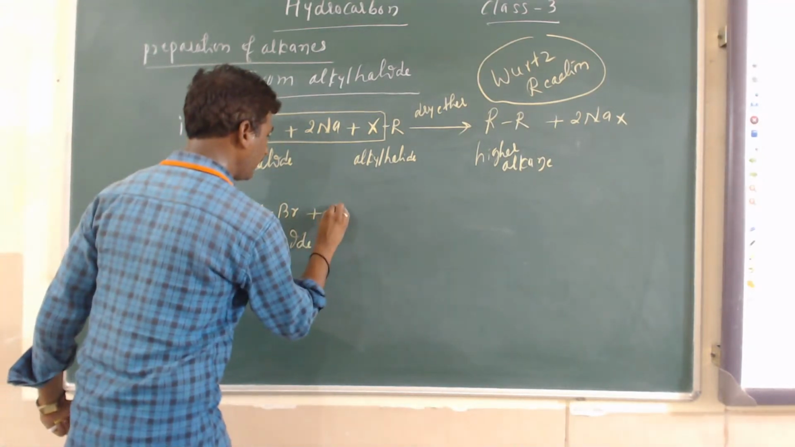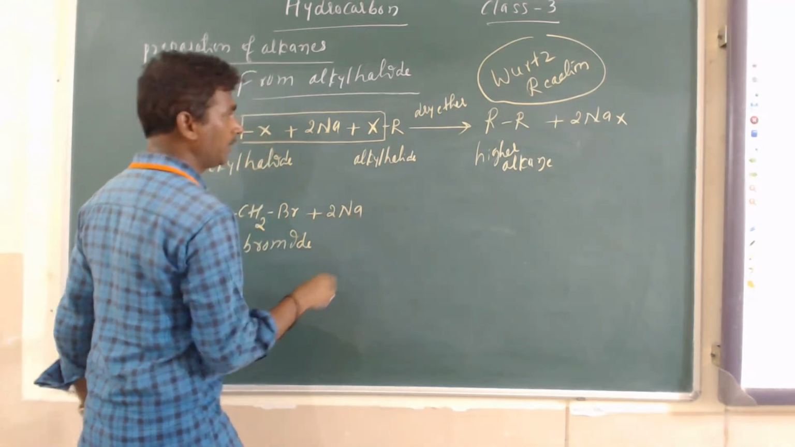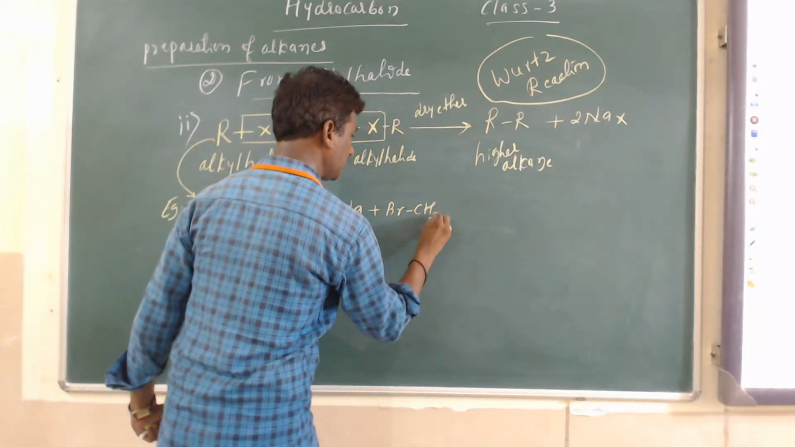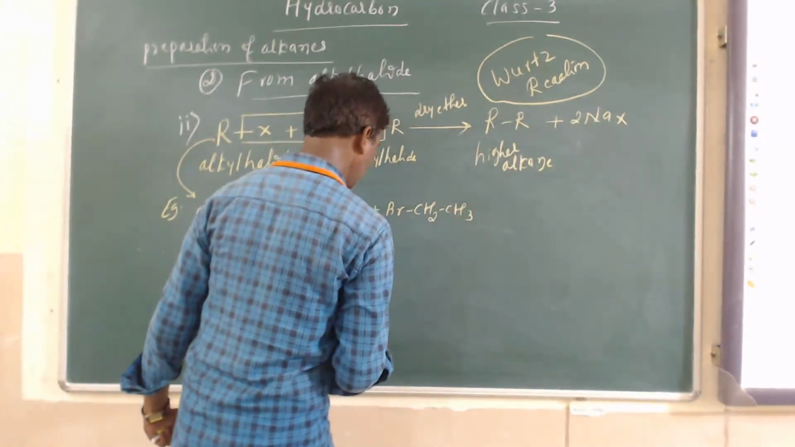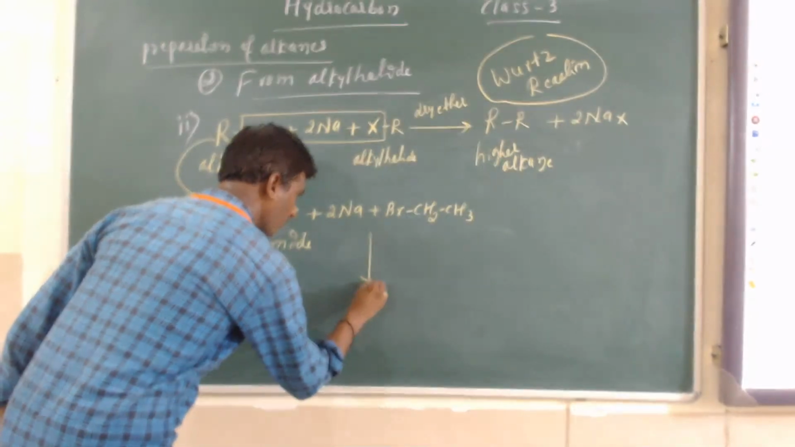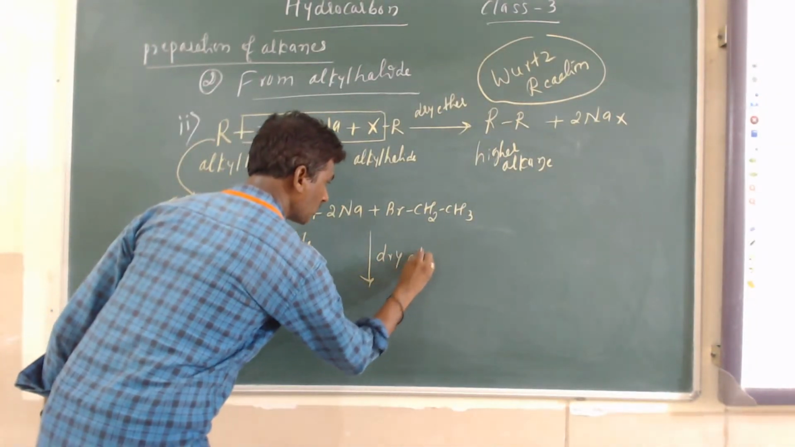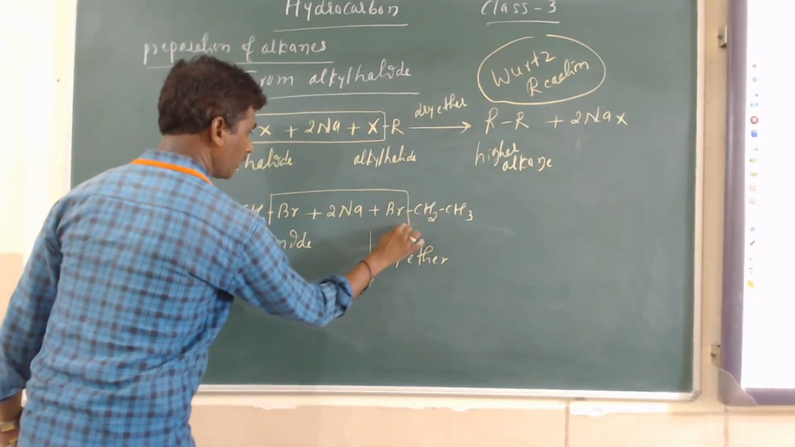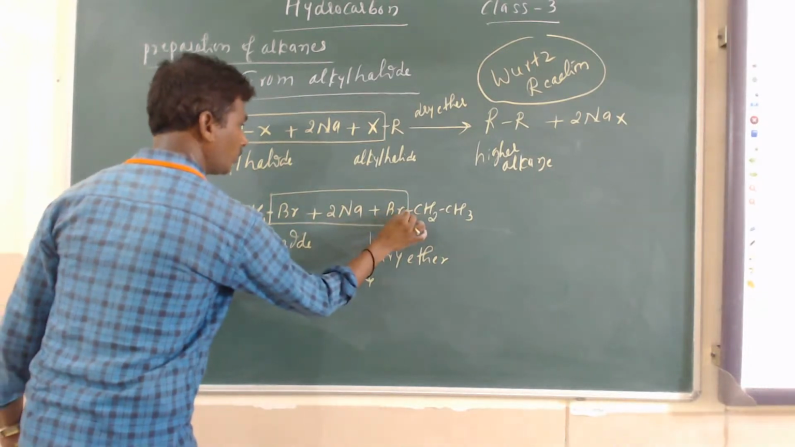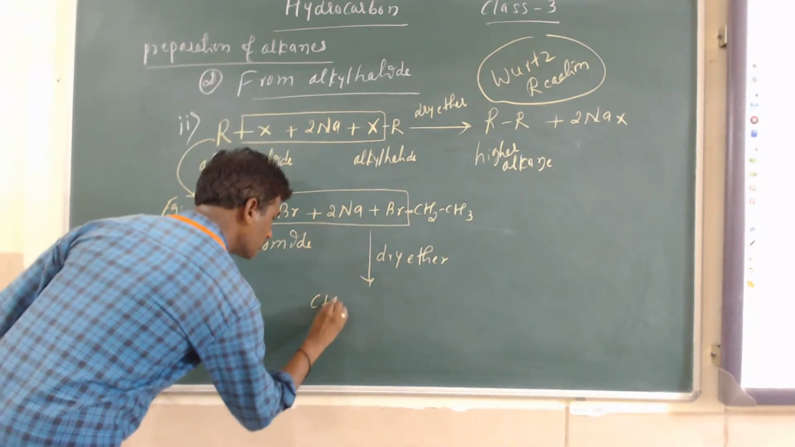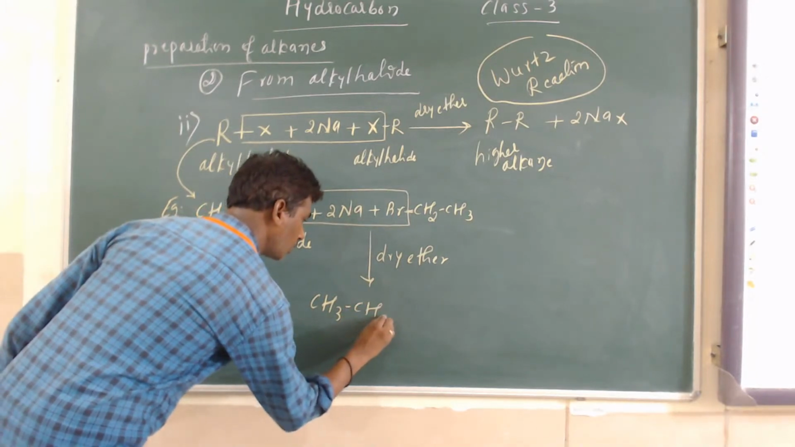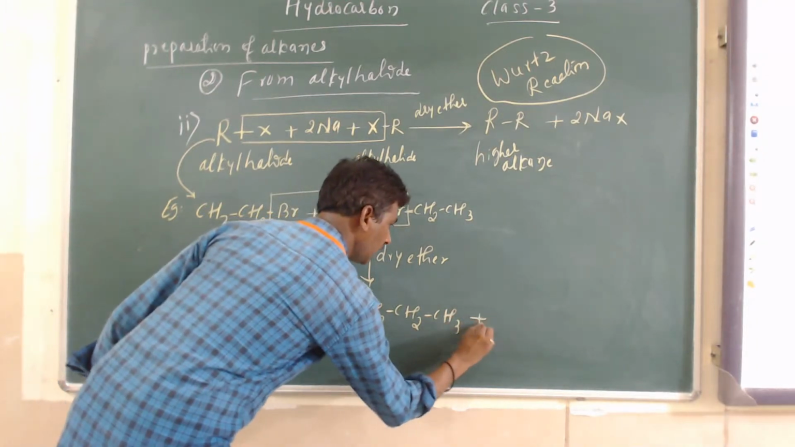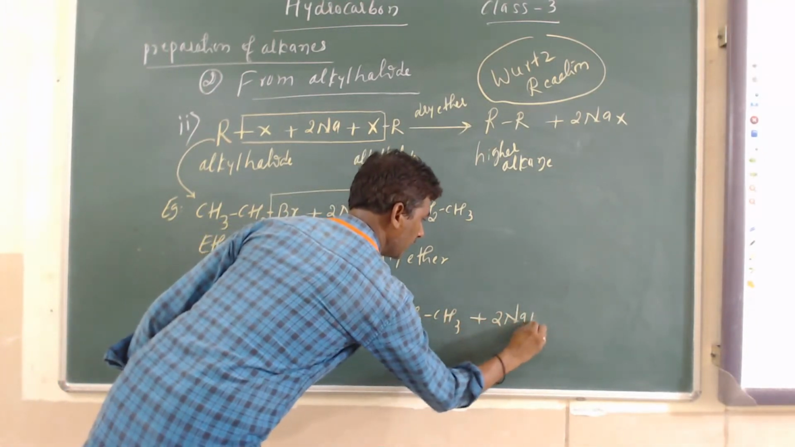This ethyl bromide is on treatment with sodium metal. So CH3CH2Br plus CH3CH2Br, in the presence of dry ether, gives CH3CH2CH2CH3 plus 2NaBr.